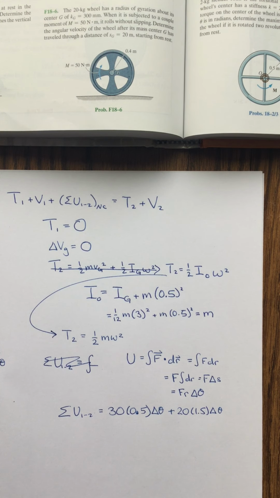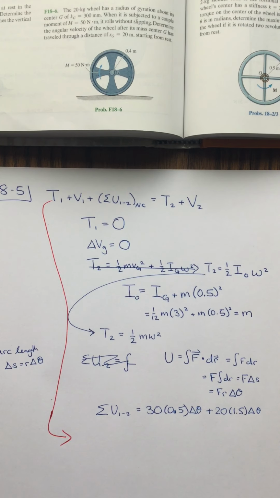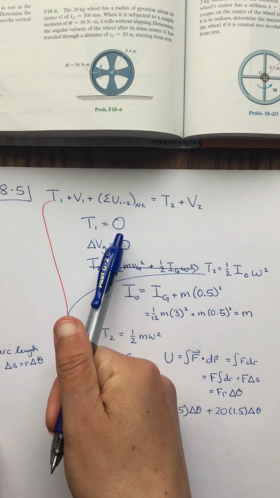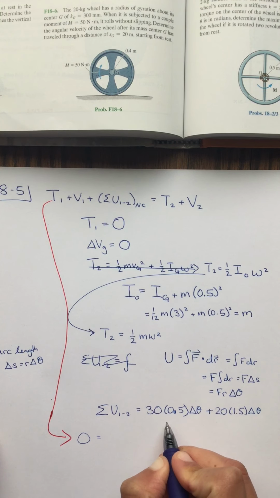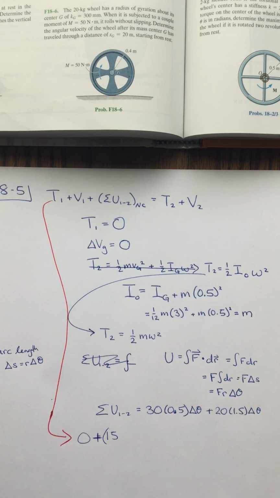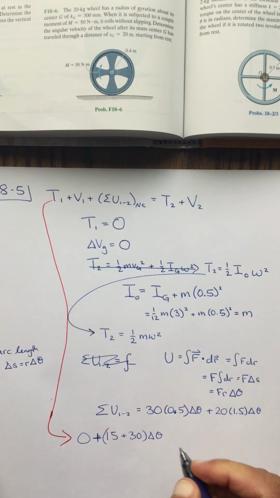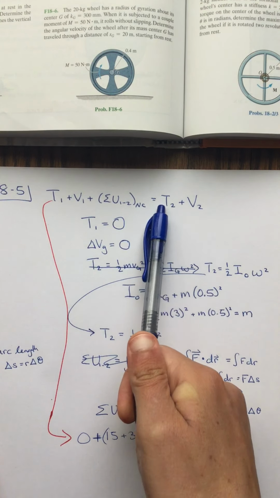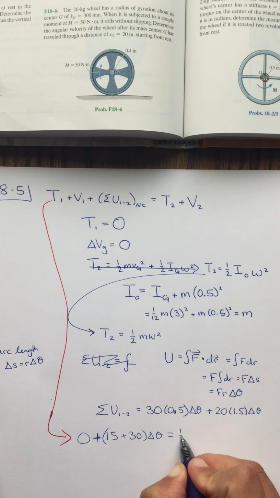Okay, now that I have all that, I can go back to my work energy conservation law and put everything in. T1 is equal to 0. Delta V1 is equal to 0. My work is 30 times 0.5, should be plus, that's 15, times delta theta, plus 20 times 1.5, which is 30. So that's 45 times delta theta. That's equal to my final kinetic energy, which is 1/2 times the mass.